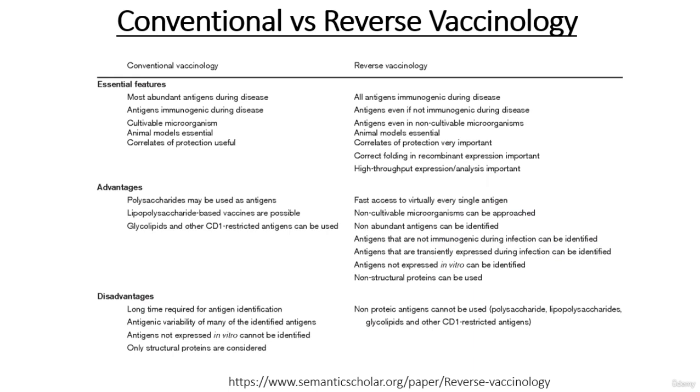Then in reverse vaccinology, correct folding and recombinant expression is important. Also, high throughput expression or high throughput analysis, even that is important. But the advantage of doing conventional vaccinology is polysaccharides may be used as an antigen, lipopolysaccharide based vaccines can be possible, then glycolipids and other CD1 restricted antigens can be used.